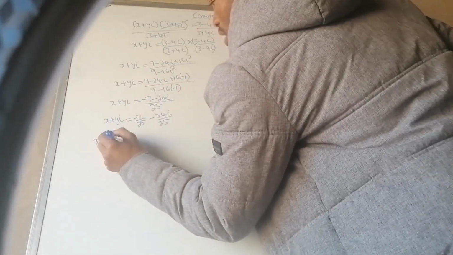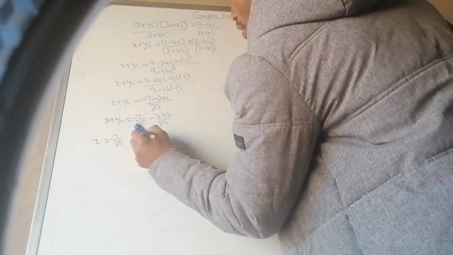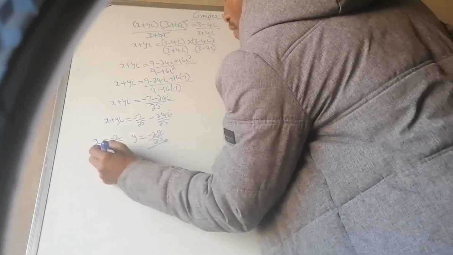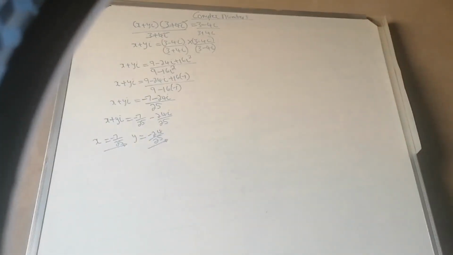So my x will be negative 7 over 25, and my y will be negative 24 over 25. Those should be the values of x and y, if x and y are real numbers. And we are done. We are very much done. Right, be that as it may, let's go to another problem.